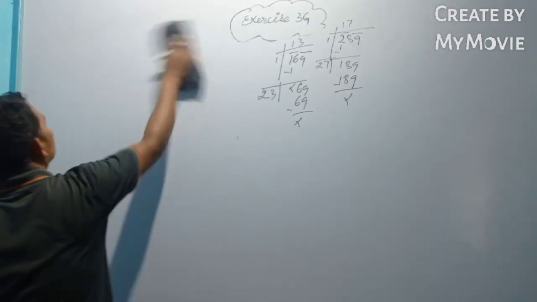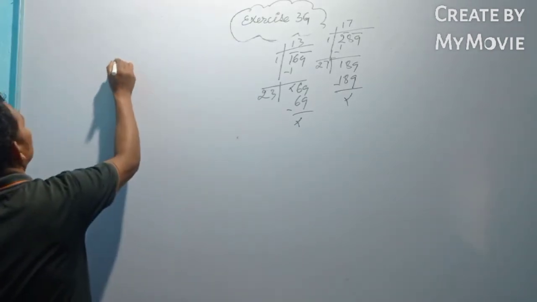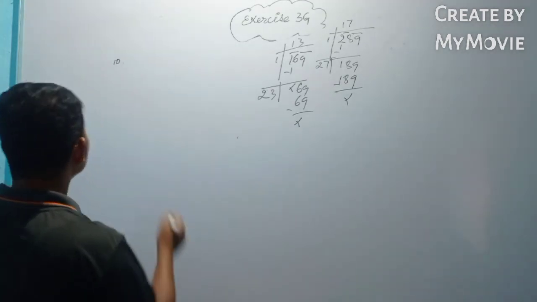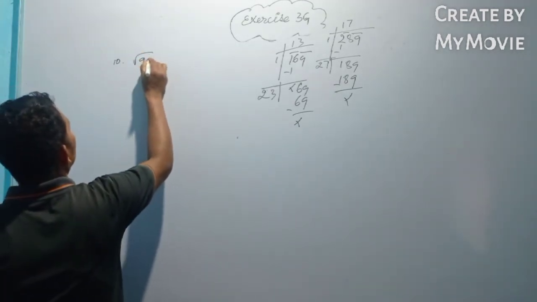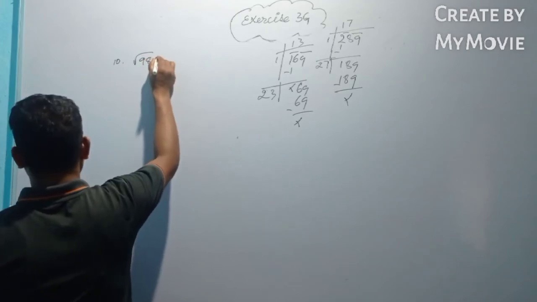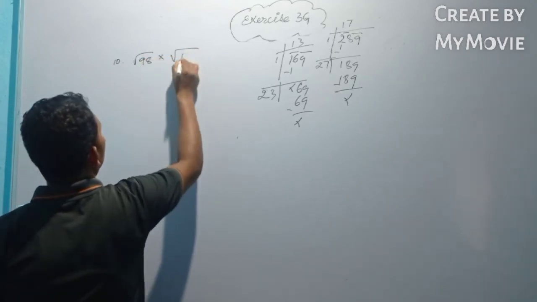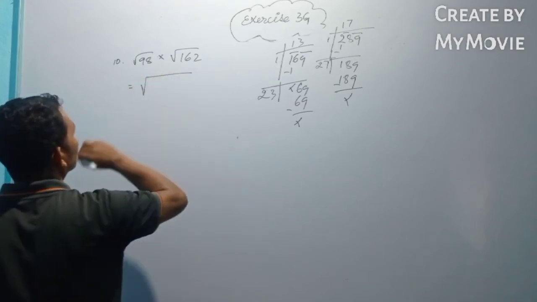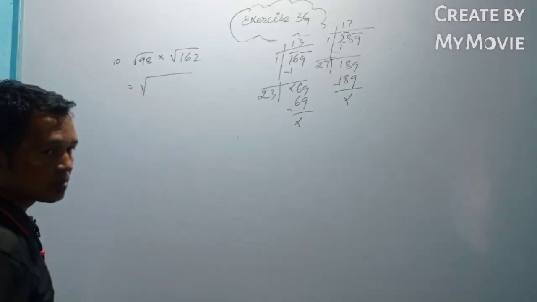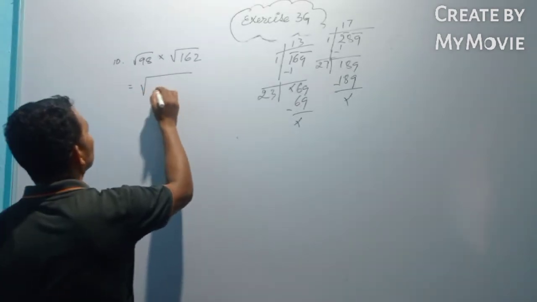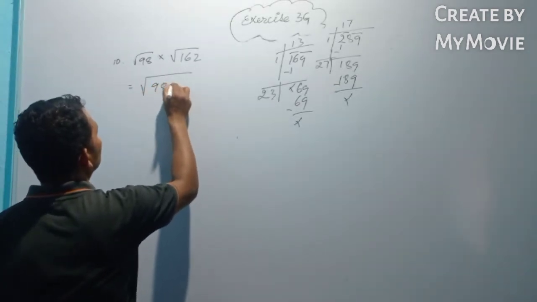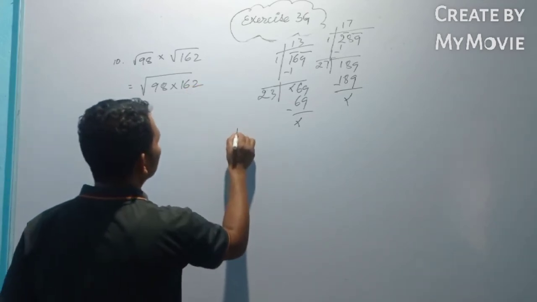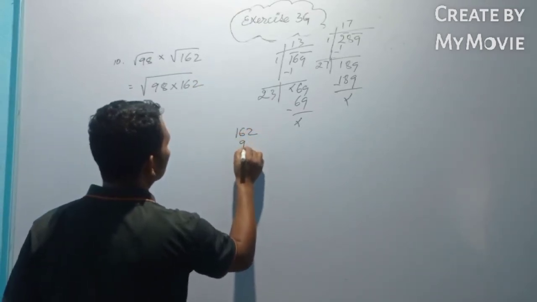Now last question. You can solve the last question in two ways. Square root of 98 into square root of 162. This is equal to, if we use the formula, then square root of a into square root of b is equal to square root of a into b. So 98 into 162. Now multiply 162 by 98.